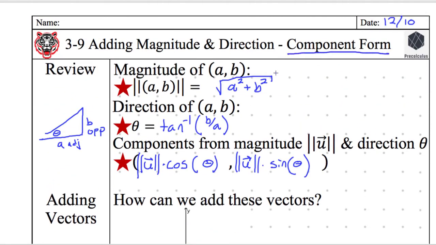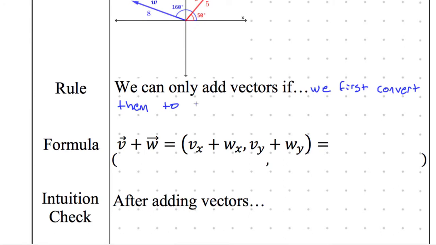Oh, yeah, convert it to component form. Wait, what does that even mean though? Good question. What does that mean? Component form just means you have an x and a y. Oh, so I can put that underneath there.